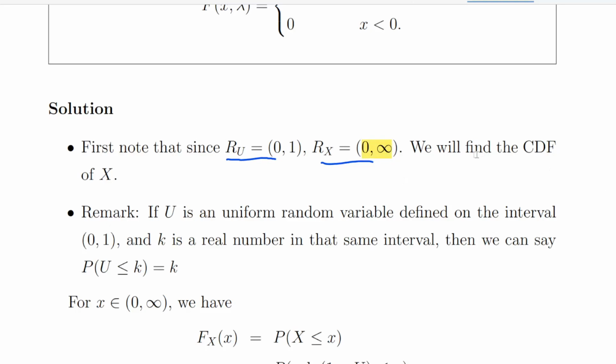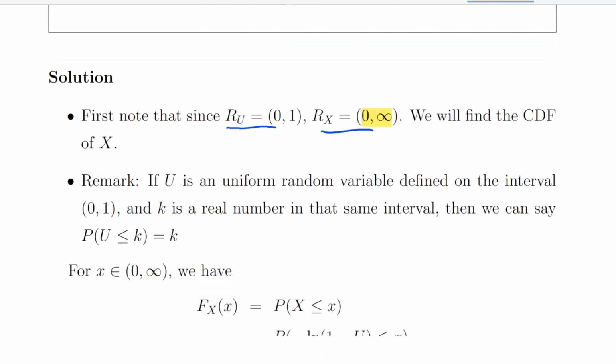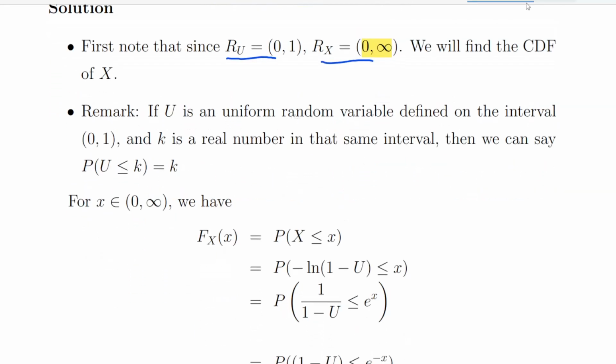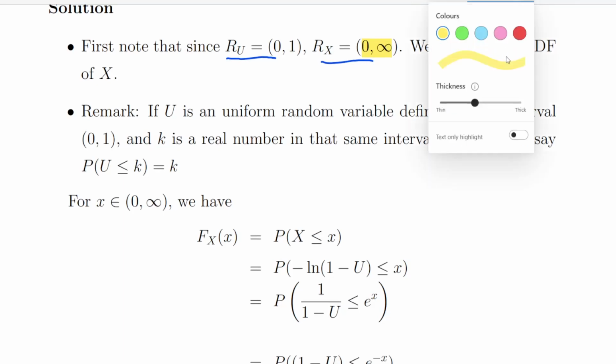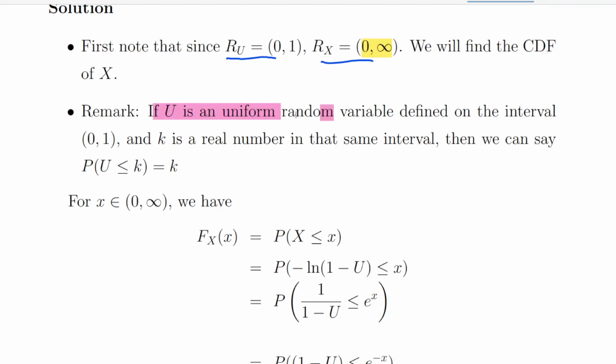So what we have to do is find the cumulative distribution function of x. Now this is a subtle but important point. I'll highlight it here. If u is a uniform random variable on the interval 0 to 1, and k is a real number on that same interval, between 0 and 1, then the probability of u less than or equal to k is equal to k automatically. Again, this applies specifically because we are dealing with a uniform random variable on the interval 0 to 1. It is very specific to this context that we can apply this simplification.